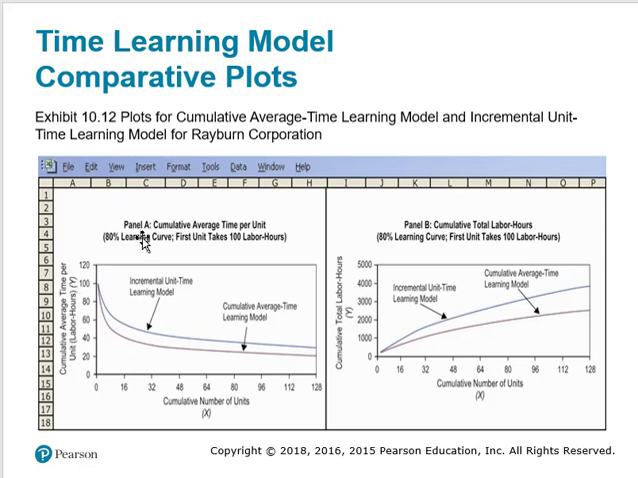So that's interesting. This is cumulative average time per unit. Okay, so these are labor hours. You can see the labor hours going down, and this is cumulative total labor hours. This is the learning curve. So the learning curve goes up.